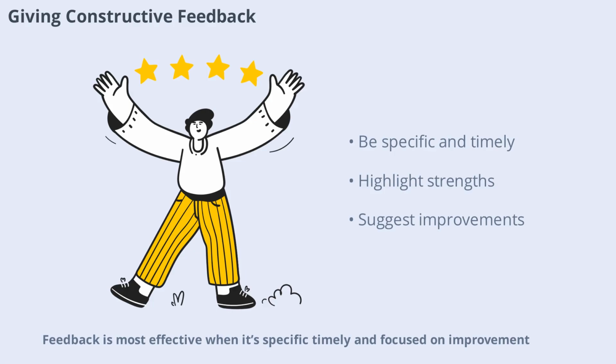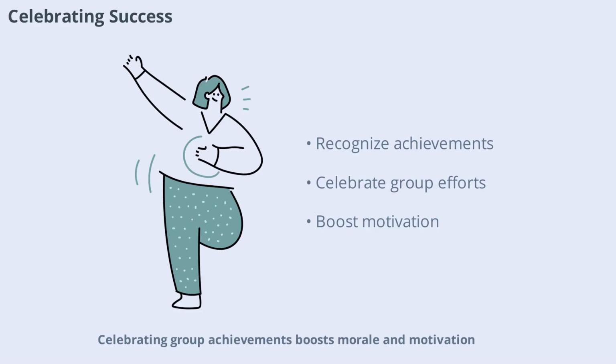Feedback is most effective when it's specific, timely, and focused on improvement. After group activities, provide feedback that highlights strengths and suggests areas for growth. Encourage students to give feedback to each other as well. Constructive feedback helps students understand what they did well and how they can do even better next time, fostering a growth mindset.